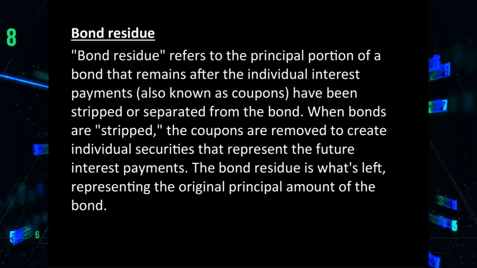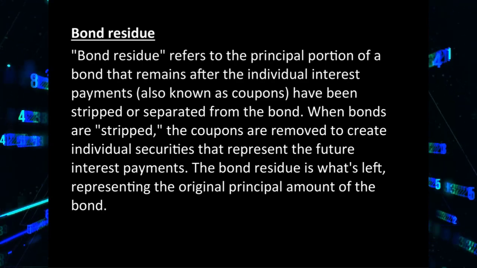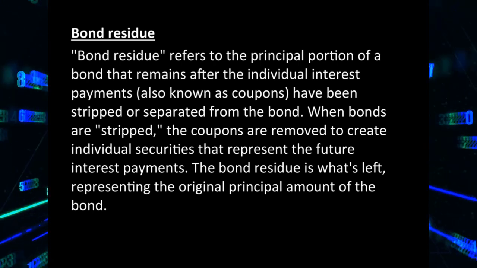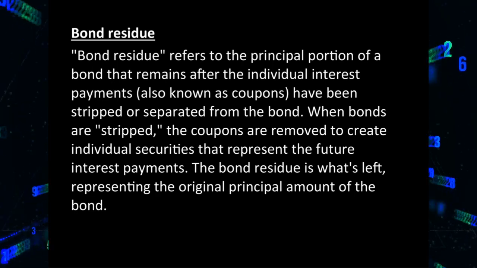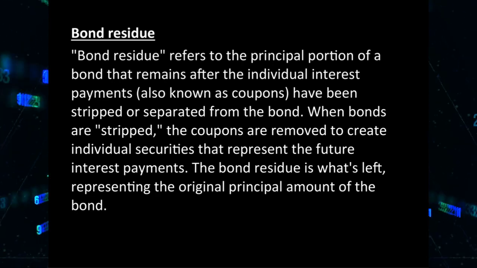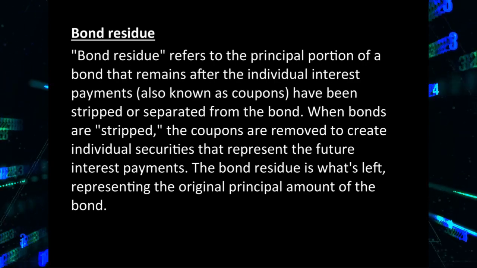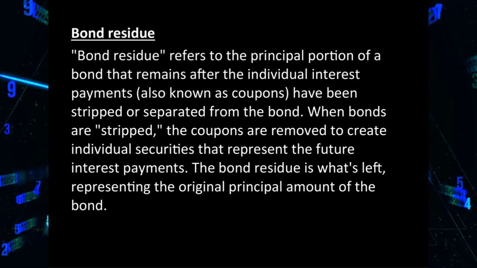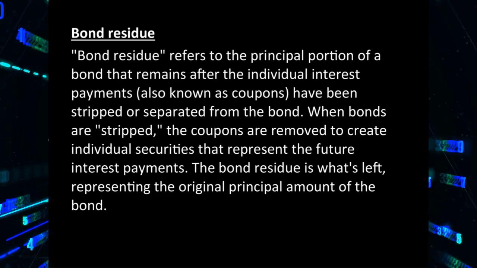Bond residue. Bond residue refers to the principal portion of a bond that remains after the individual interest payments, also known as coupons, have been stripped or separated from the bond. When bonds are stripped, the coupons are removed to create individual securities that represent the future interest payments. The bond residue is what's left, representing the original principal amount of the bond.